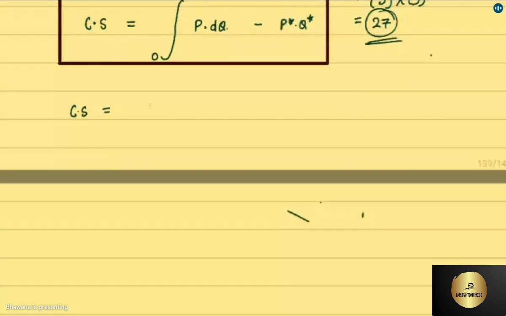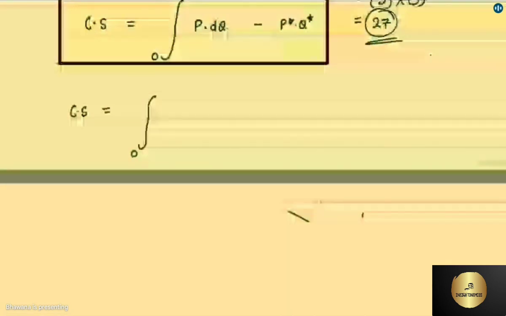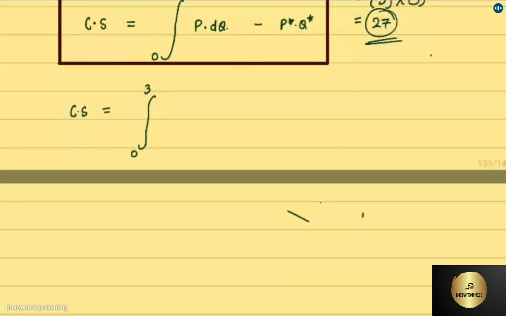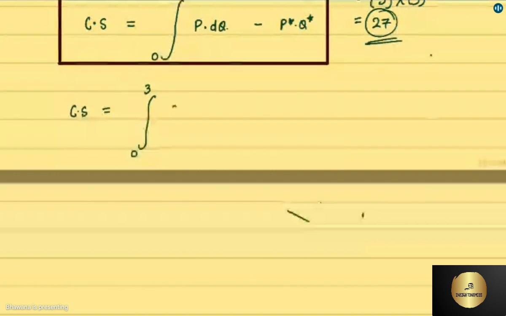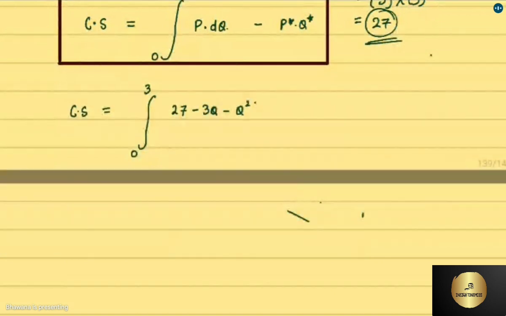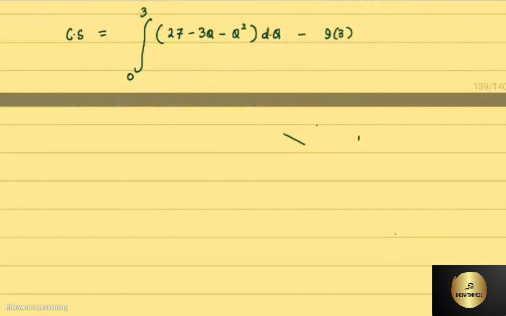So we will write it like this: CS equals, our limit, your Q star, is given as 3, so this is your limit. Your P is given as 27 minus 3Q minus Q square. We have to integrate this demand function, and again your P star and Q star are given as 9 and 3. Let's solve it.